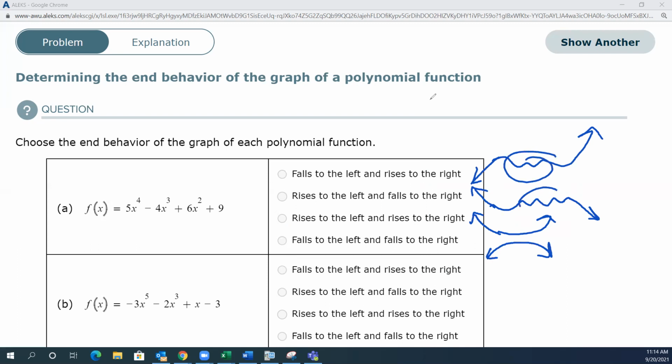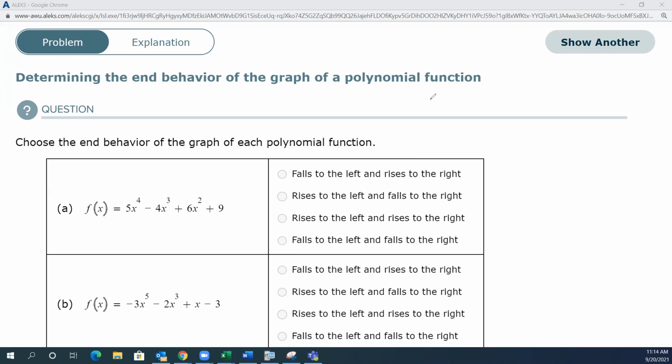The middle stuff going on, we're not even paying attention to that. When you see end behavior, you don't even worry about the middle. You're just worrying about what's going on at the ends. So it's a little different than what we normally do. Now, I'll be honest, you can always just graph it on your calculator, zoom out far enough so you can see what that end behavior is, and then just pick the correct one.